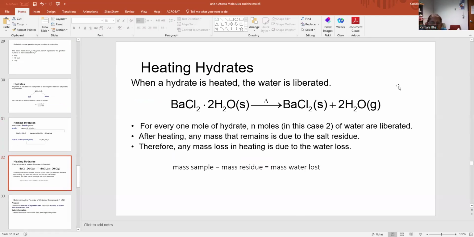When we heat a compound, especially a hydrate, on heating, it will lose its water molecules. For every mole of hydrate, it will lose n moles of water, and in this case, n is 2. After heating, any mass that remains behind is due to the salt residue, and the salt residue is called the anhydrate. The mass of the sample minus the mass of the residue will give you the mass of water lost.